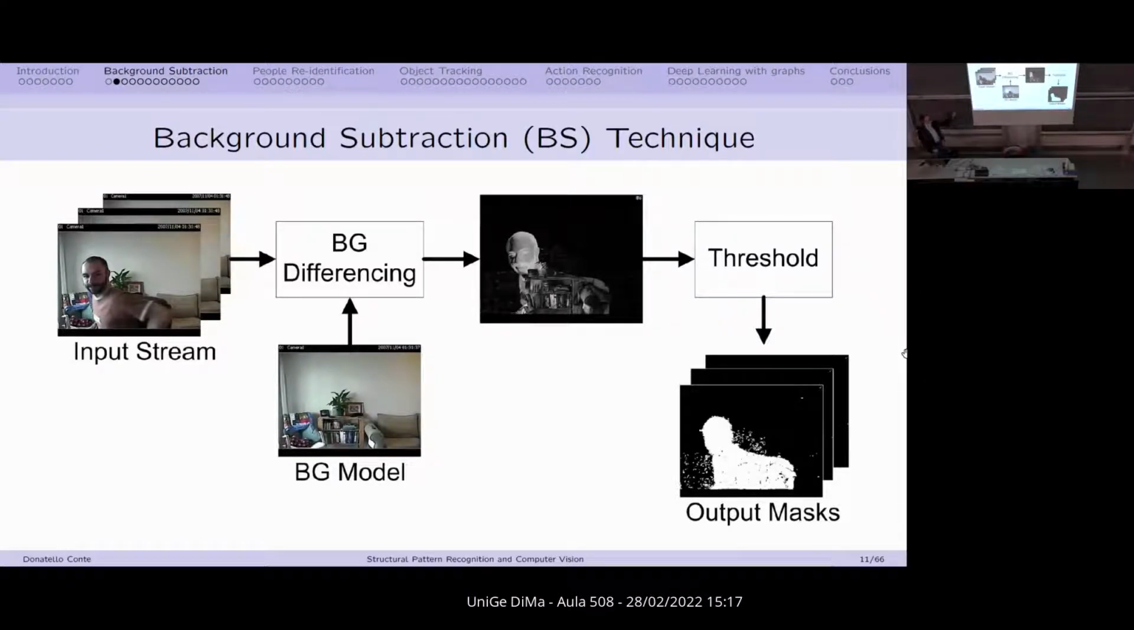And the basic principle is to have a model to represent the background, and by difference with this model, for each frame at time t, we can find which pixels are moving and which pixels are similar to the background.